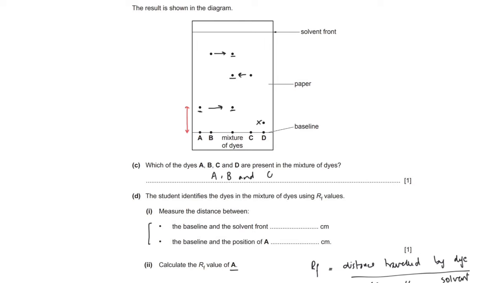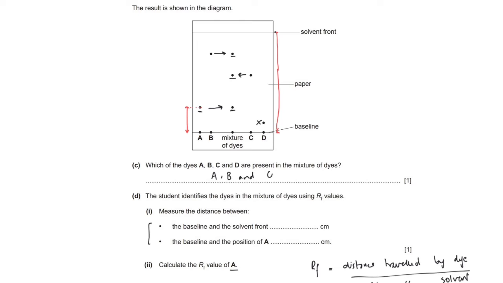Now, I cannot measure it right on scale. I'm just giving you a basic idea how to do it. Just make sure that you take the distance from the baseline to the center of the spot. Okay, to the center of the spot. You will use a scale to do that. And then for the distance traveled by the solvent, you will take the distance from the baseline to the solvent front, from here to here.